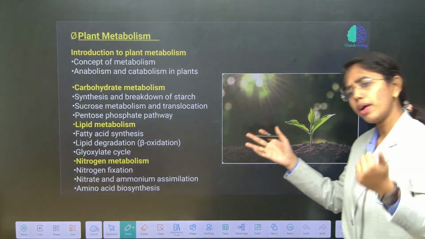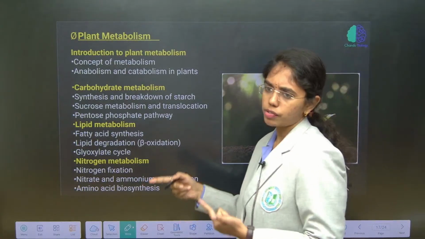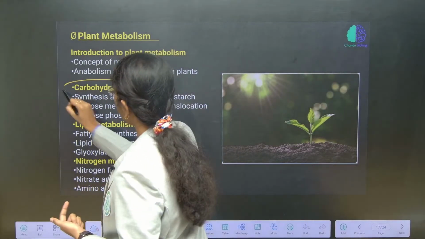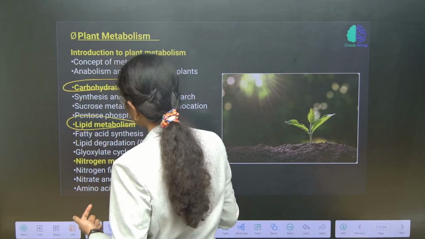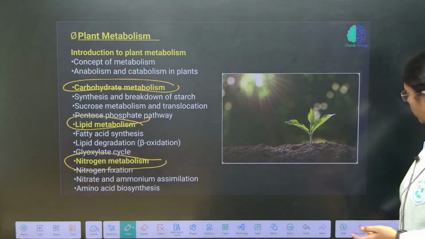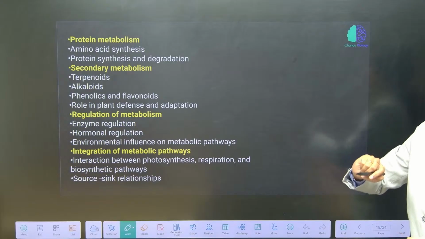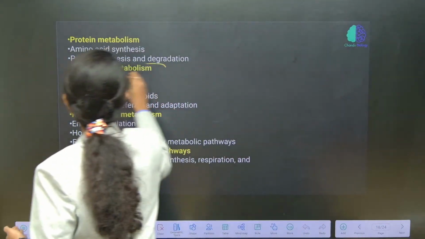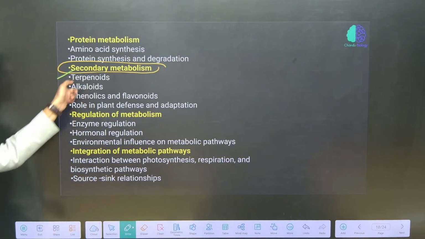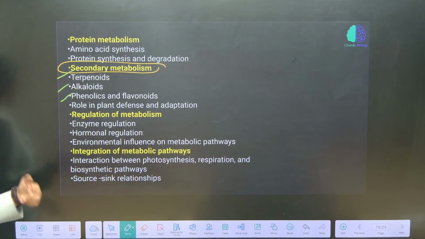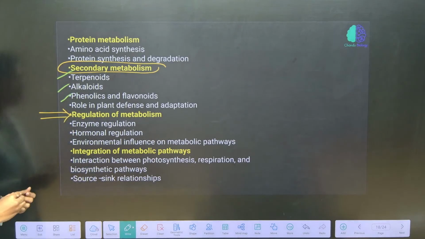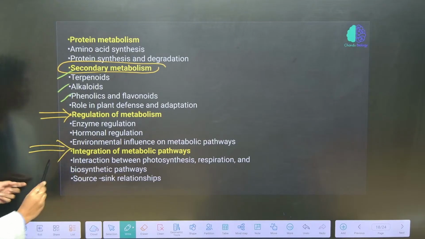This we will learn in biomolecules only, or else in plant physiology at least, wherein we will highlight what? Metabolic pathways like carbohydrate metabolism, lipid metabolism, nitrogen metabolism. Different cycles that I have included here are important. Protein metabolism, okay. Secondary metabolism or secondary metabolites, I have told you, right? Like how terpenoids are synthesized, alkaloids, phenolics and flavonoids, their synthesis is important.